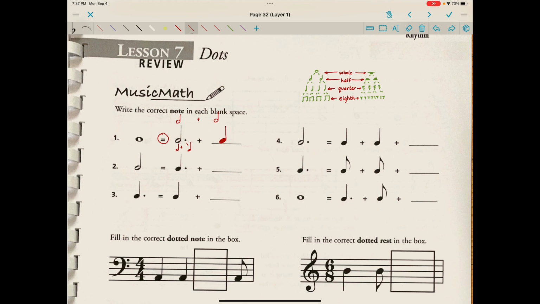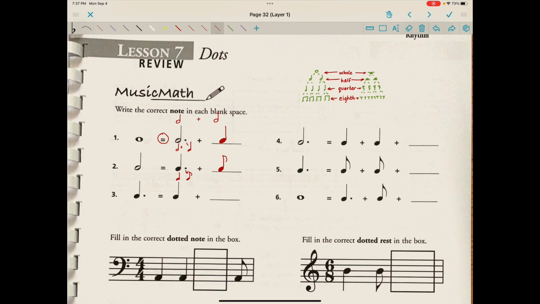Well, I'm missing 1 quarter note. Next example, number 2. So we need a half note to be equal to a dotted quarter note and something else. Okay, 1 note value that would fill that in. Well, I know that a dotted quarter note is worth a quarter note plus half of that value, so plus an eighth note. So what am I missing to make this true? Well, I'm missing 1 more eighth note. Together, those 2 eighth notes will then equal a quarter note, and the 2 quarter notes together will be a half note.